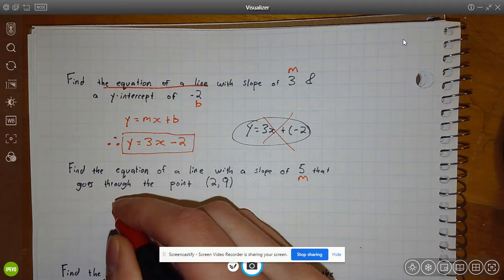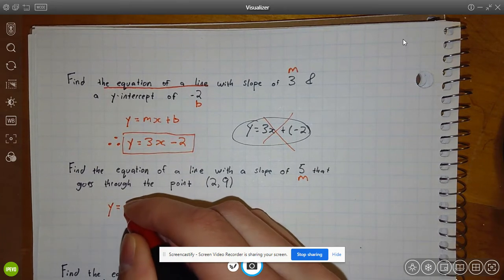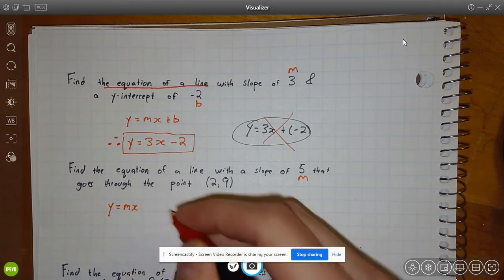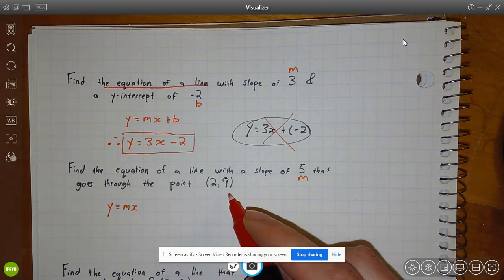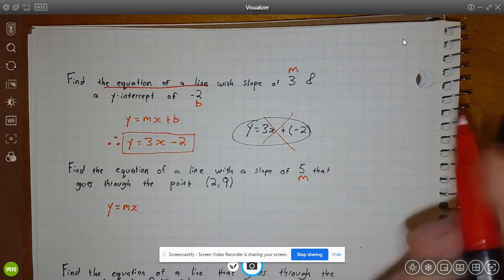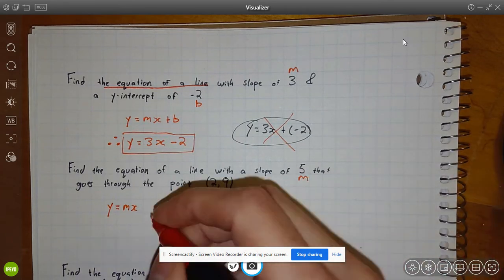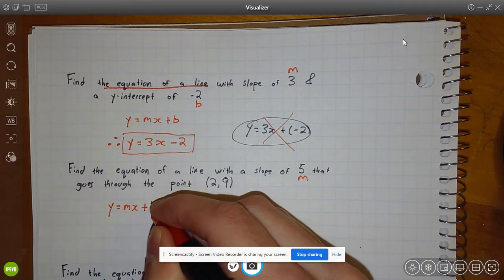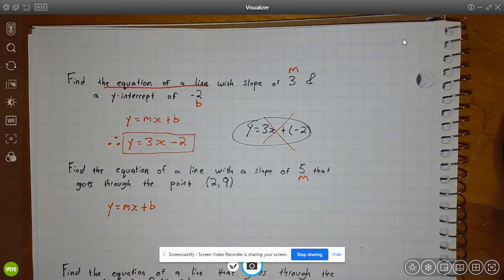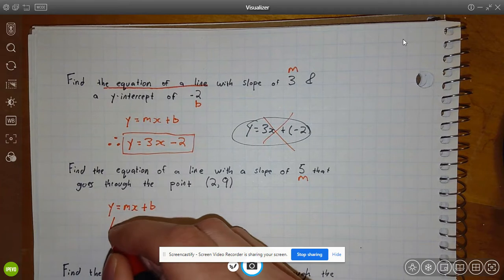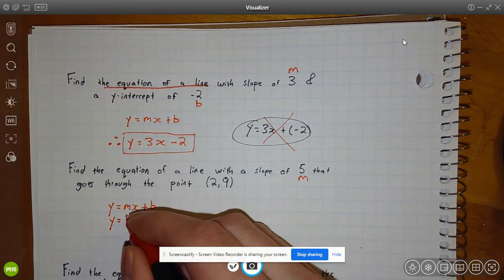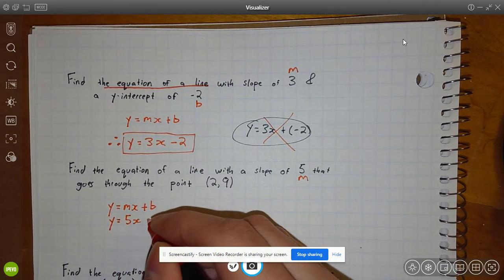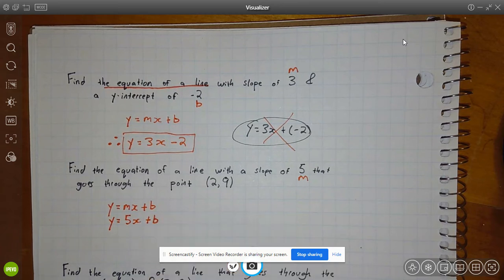But that's actually enough to find the equation. And you can think about why that is. If I know any point on a straight line, and I know the direction it's going, the slope, then of course I could graph it or find the equation. So I'm always going to start with my target, y equals mx plus b. And in this example, I know m, so I can replace m with 5. But I don't know b.